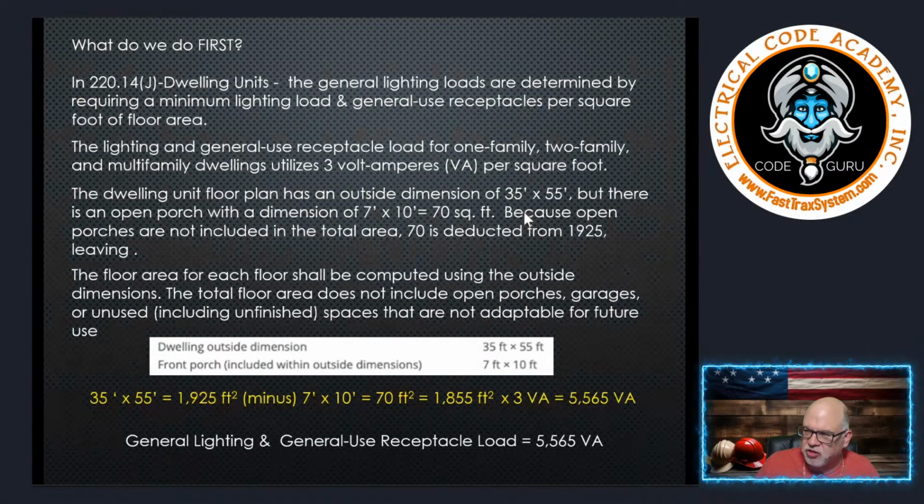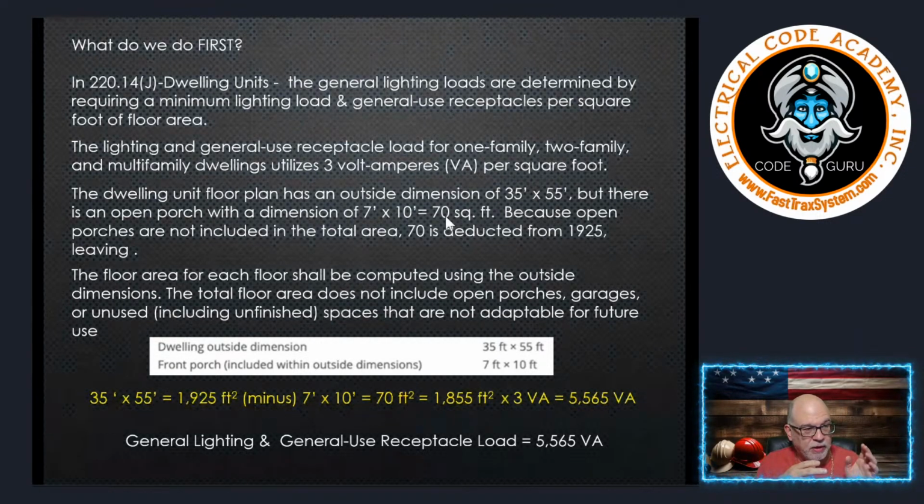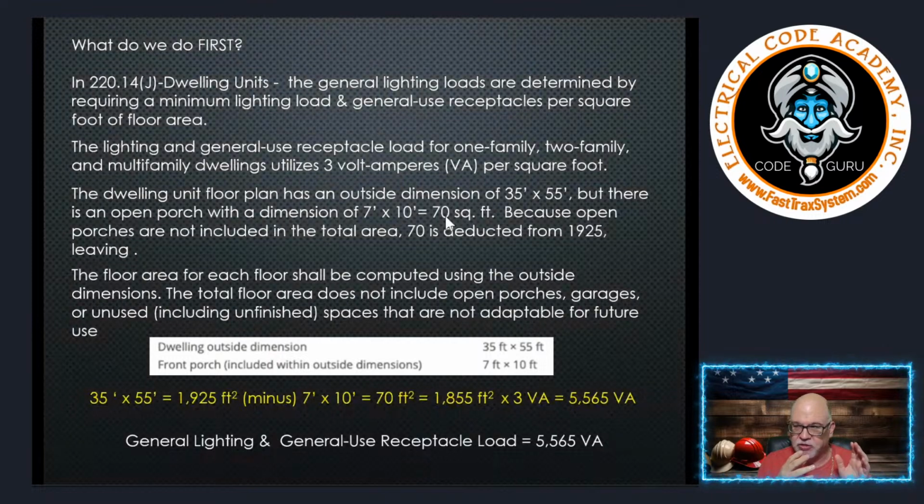So outside dimensions, as you see here, are 35 by 55. And of course, we have that open porch area, which is 7 by 10. We need to take that away, because you saw what it said, that we don't include that area. In 220.5(C), it says we don't include that area. So 7 by 10 is 70, and 35 by 55 is 1,925 square feet. We're going to take away 70, and that gives us 1,855. Remember, we took away the open porch.